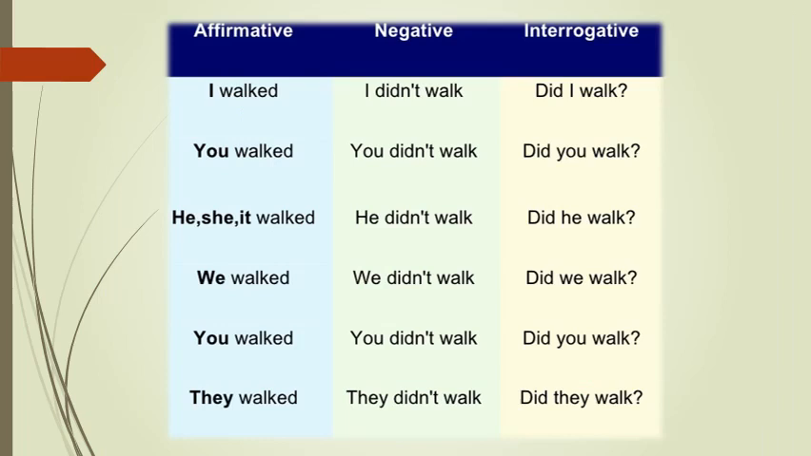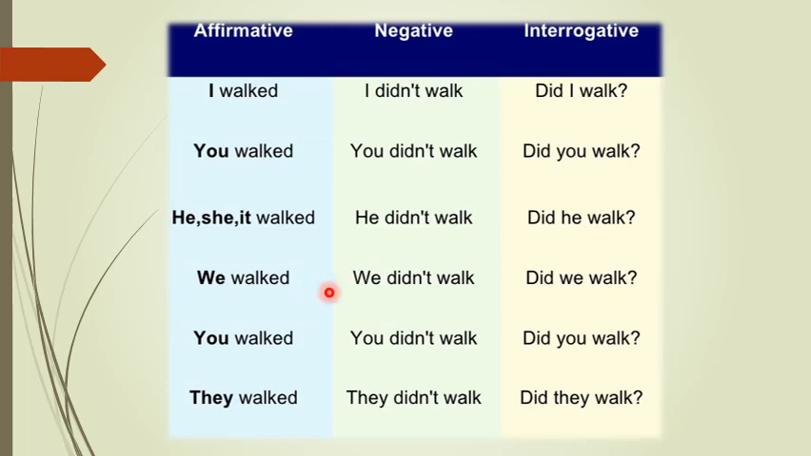These are the examples of affirmative, negative, and interrogative sentences with regular verbs, and we have used here all the pronouns which we use in a sentence. For example, I walked, I didn't walk, did I walk? You walked, you didn't walk, did you walk? He, she, it walked, he didn't walk, did he walk?